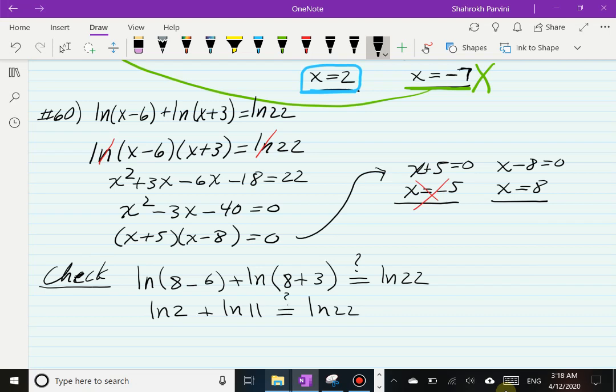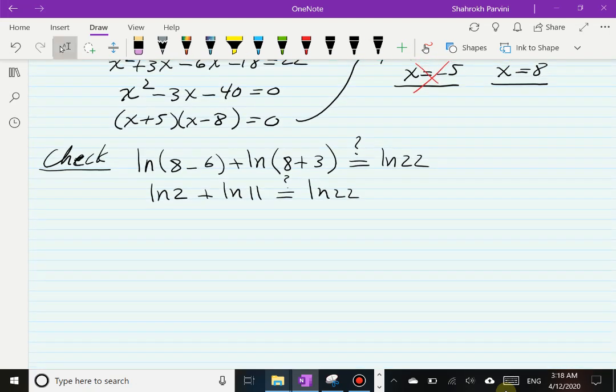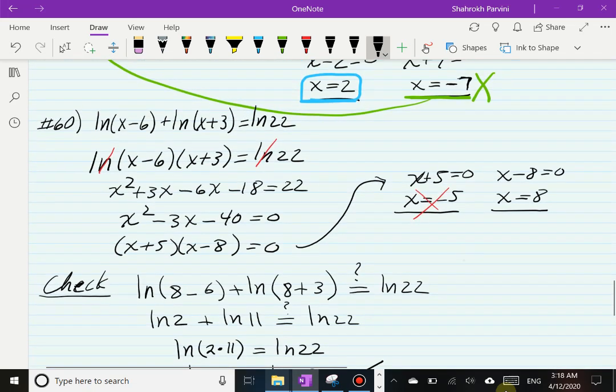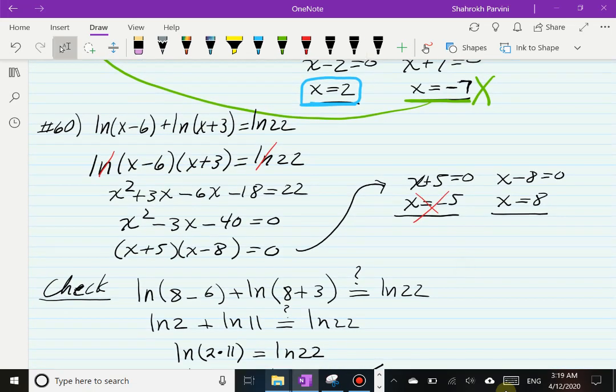But remember, using properties of logarithms, I can write the left as ln of 2 times 11. And that is equal to ln of 22 because you have 22 on the left, 22 on the right. And it checks. And again, you don't need to do this the way I've been doing it. It works well. Just plug in the number. As long as the argument is positive, we're good. And there you go. That's exercise number 60 now.